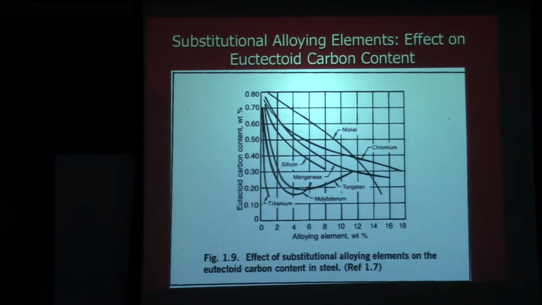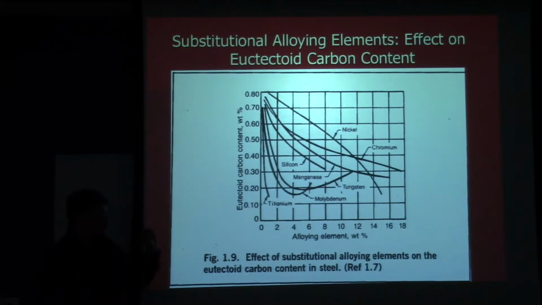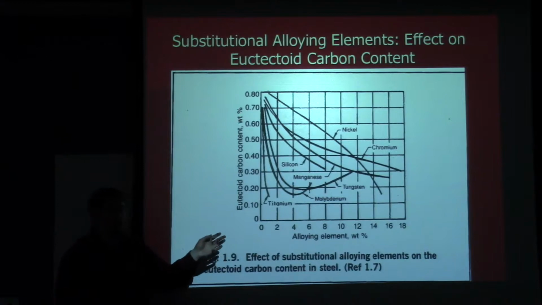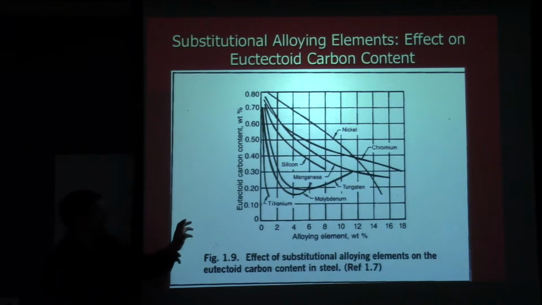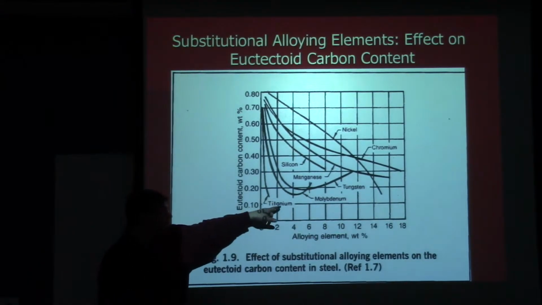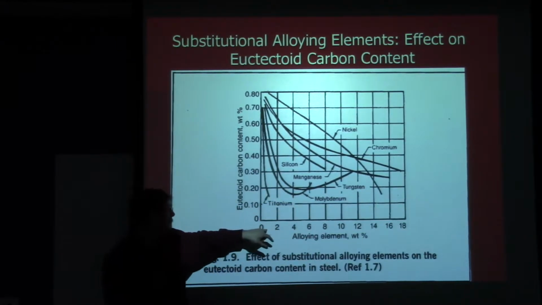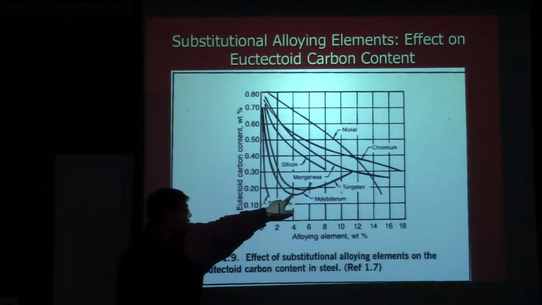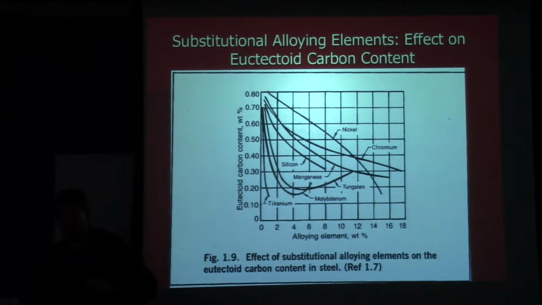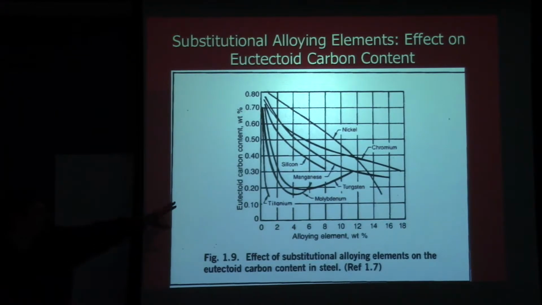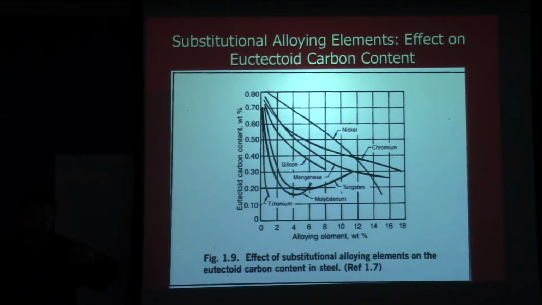Here, instead of the eutectoid temperature, now we're seeing the eutectoid carbon content, which we said was 0.77. But if I put in molybdenum to some particular amount, I can lower that to, in this case, like 0.15. That's a huge change, right? So again, these are not diagrams that I would think you would memorize. They're there for your information to help you understand the concepts.